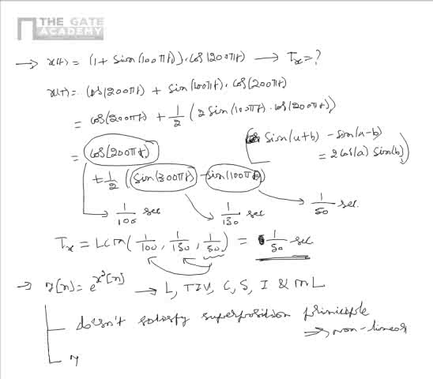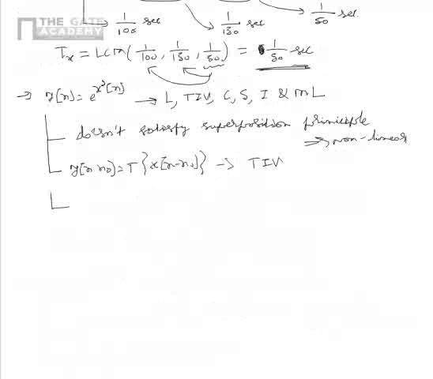We can also see that the given system satisfies the condition y of n minus n naught is equal to T of x of n minus n naught, that is, the output due to the delayed version of input is equal to the delayed version of output. From this, the given system is time invariant.